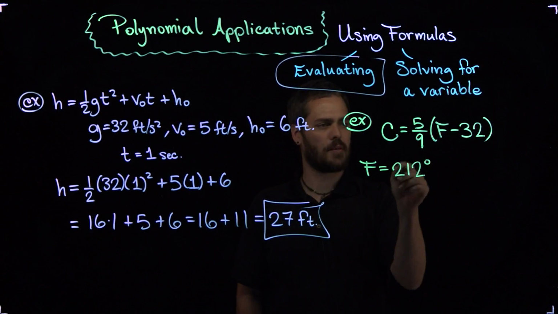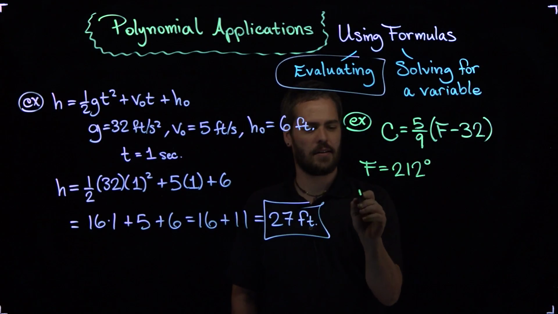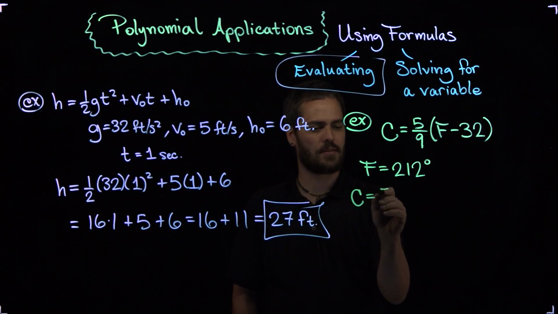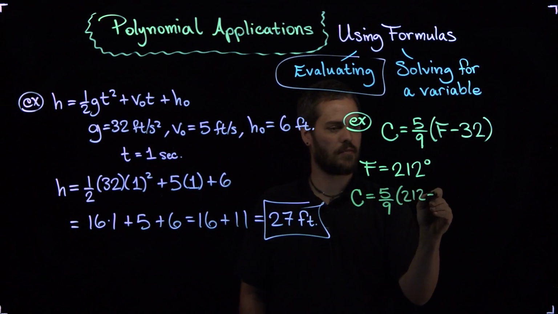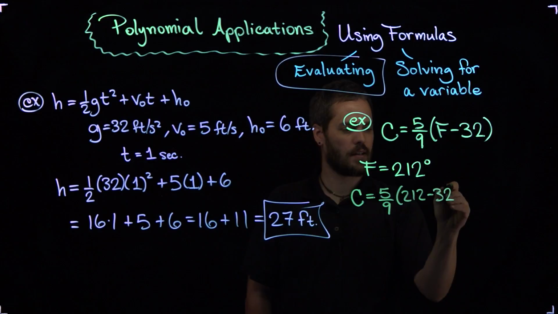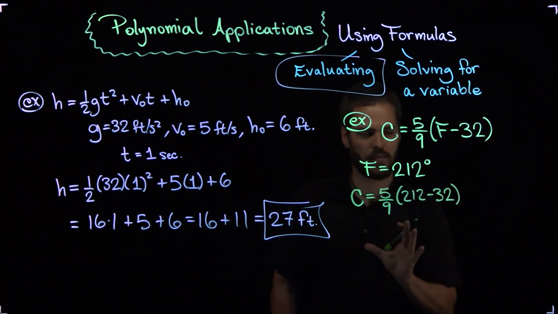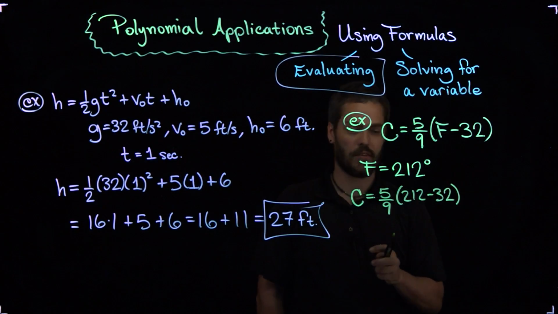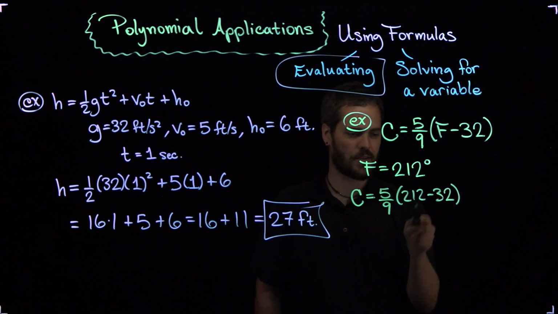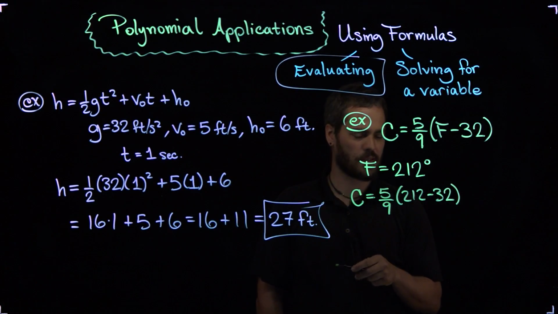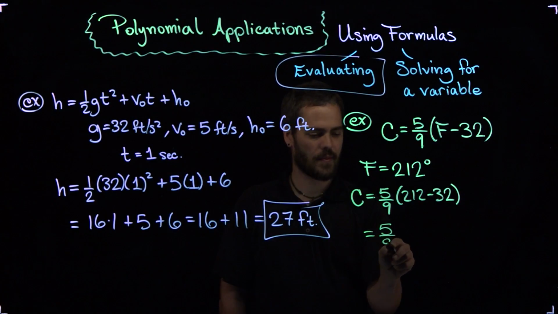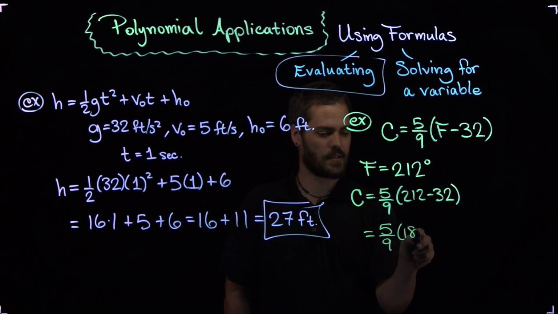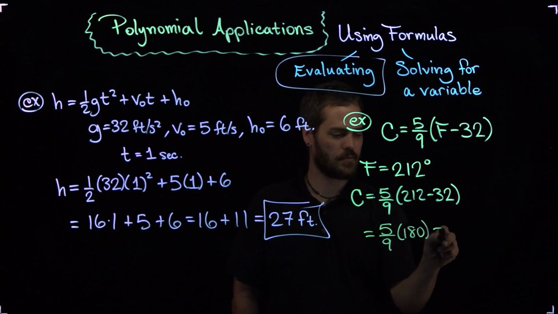So if that's true, I'm going to plug this in here, and that means that C is equal to 5/9 times 212 minus 32. Now I just be careful to use the order of operations to evaluate the rest of this formula. 212 minus 32 is in the parentheses, so I'm going to do that first. This gives me 5/9 times 180.